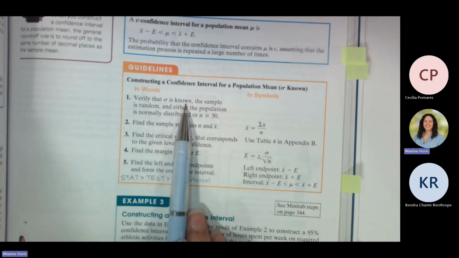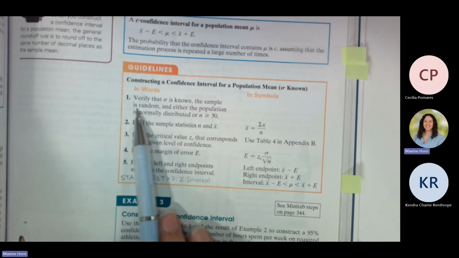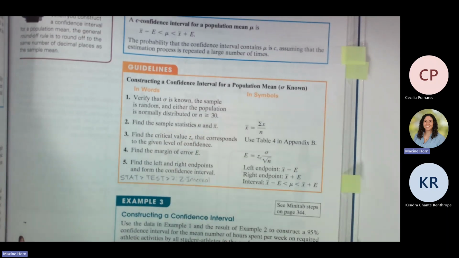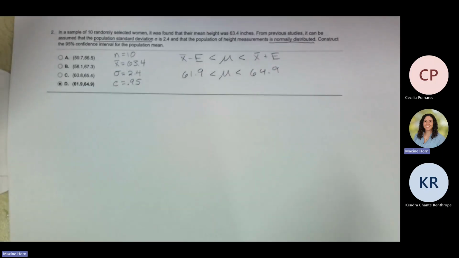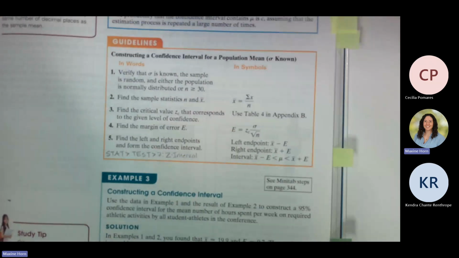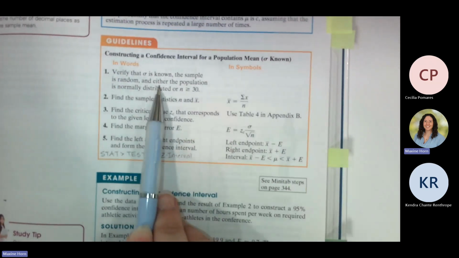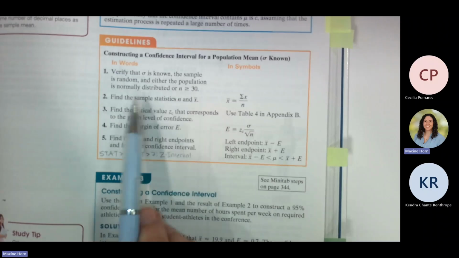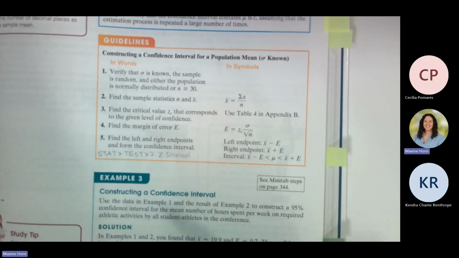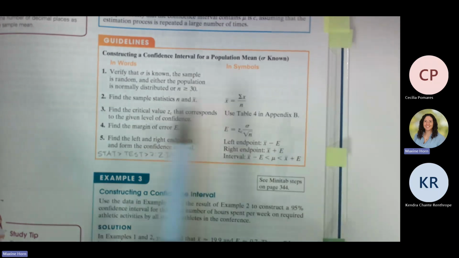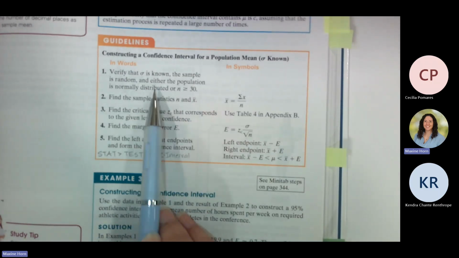Okay, check. Yeah, we were given that. The sample is random. I believe it said that in it. Yeah, a sample of 10 randomly selected women. So check. That's random. And then it gives us two different things. So this either means we can do one or the other. It's great if we've done both, but we don't have to do both. We can do one or the other. So we need to meet one of these two criteria.